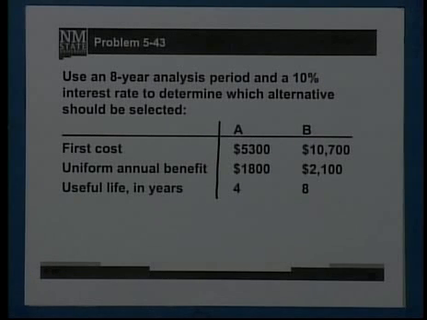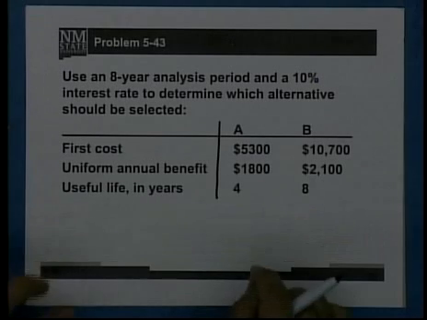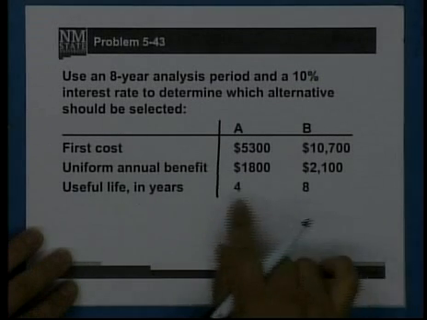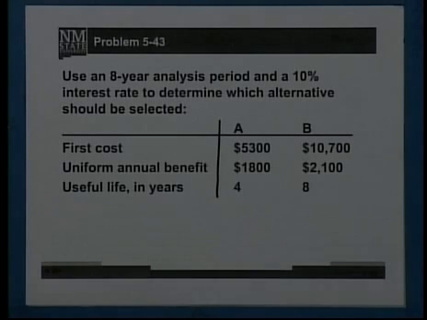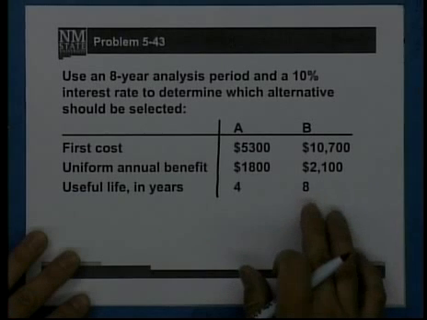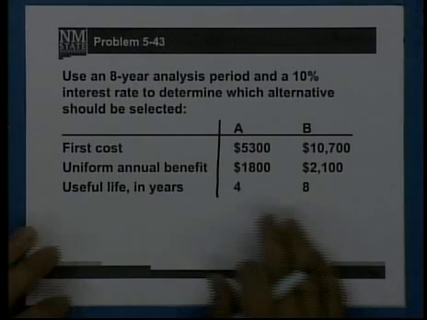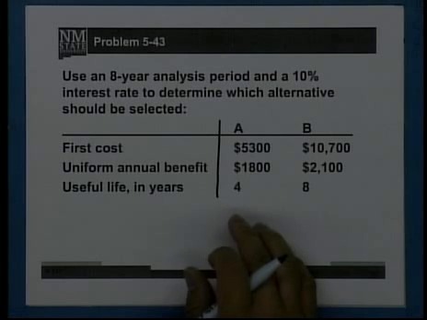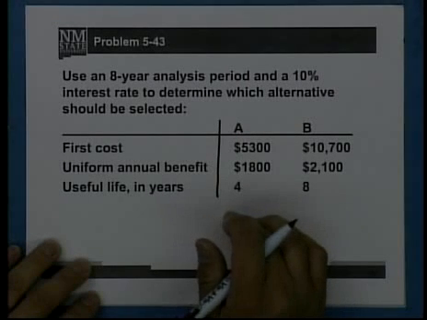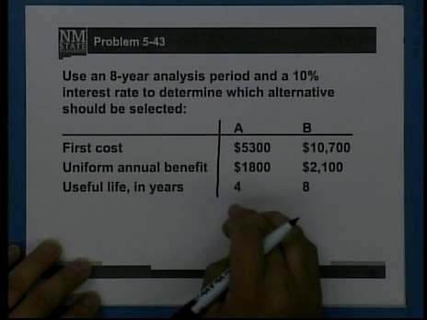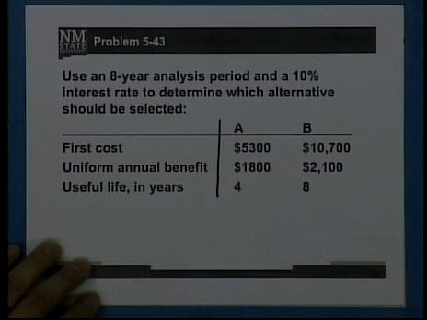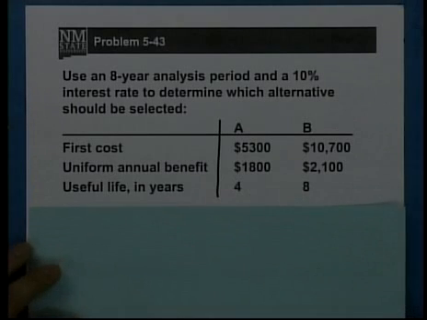So we may select an analysis period which is the least common multiple of these two numbers, 4 years and 8 years. We would compare the 8-year life of alternative B against an initial purchase of alternative A plus its replacement with a new alternative A in 4 years. Okay, so let's draw the cash flow diagram first.